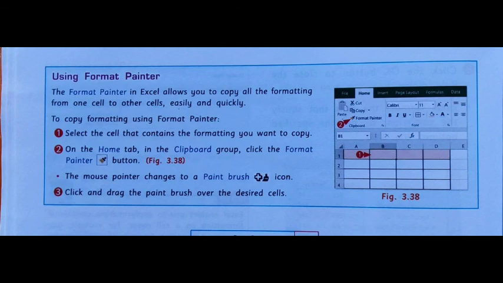Using Format Painter. The Format Painter in Excel allows you to copy all the formatting from one cell to other cells easily and quickly. To copy formatting using Format Painter, select the cell that contains the formatting you want to copy. On the Home tab in the Clipboard group, click the Format Painter button. The mouse pointer changes to a paintbrush icon. Click and drag the paintbrush over the desired cells.